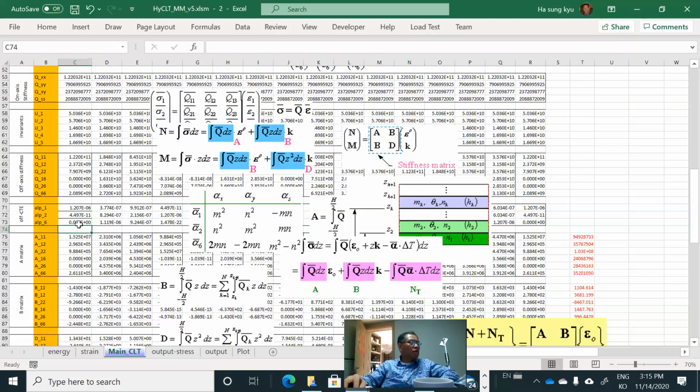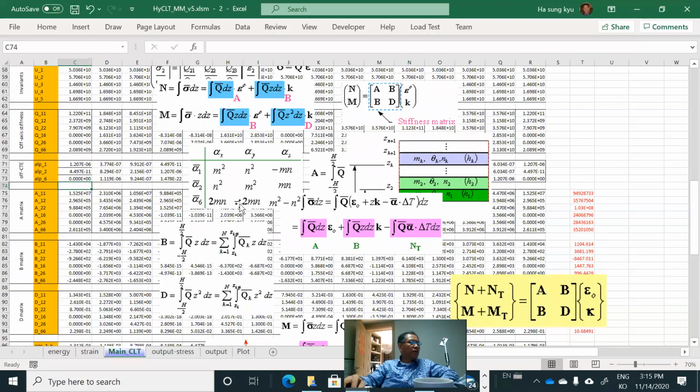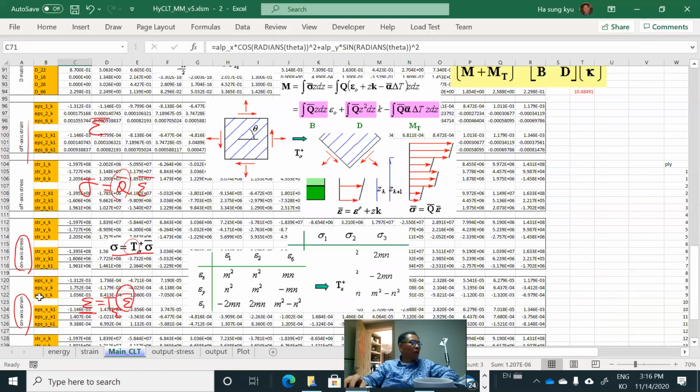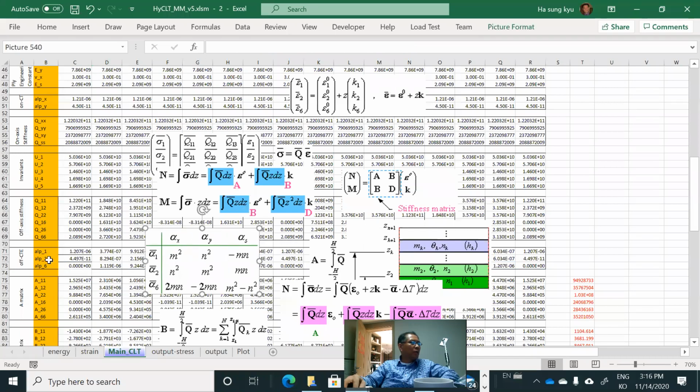Okay, so this is the alpha 1. The reason there is a different minus is that this is the alpha 1 of the off axis. This one was the on axis, so it's a different angle. Okay, so we have alpha 1 to 6 ready.